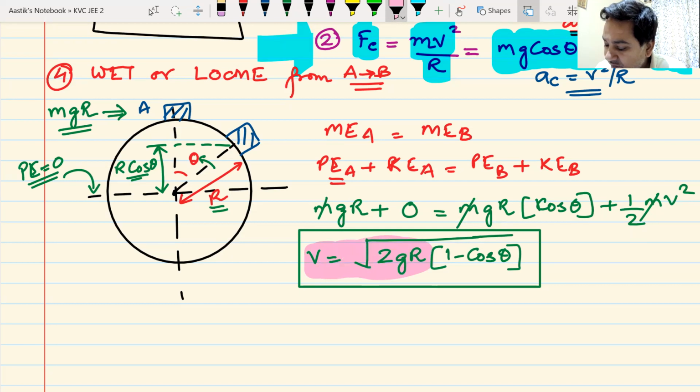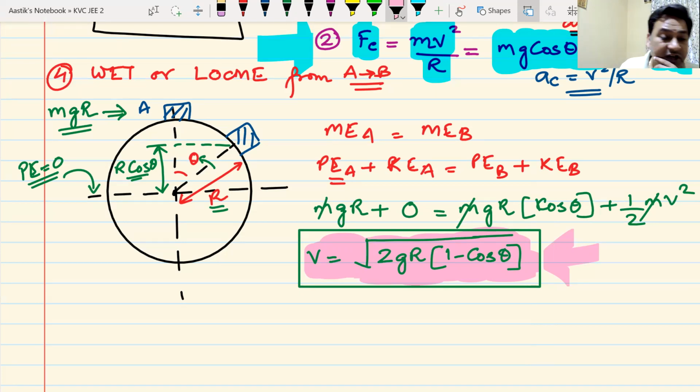How I have got the velocity of this block, and if you can remember this formula, you don't have to do the entire fourth step. You can straight away write the velocity as root of 2gr into 1 minus cos theta. Do we understand this? Great. The velocity of this block is root over 2gr into 1 minus cos theta.